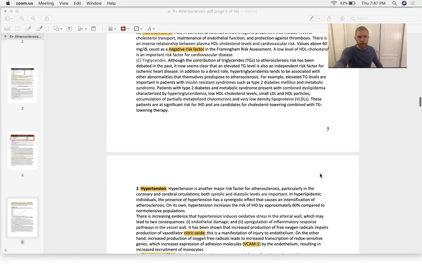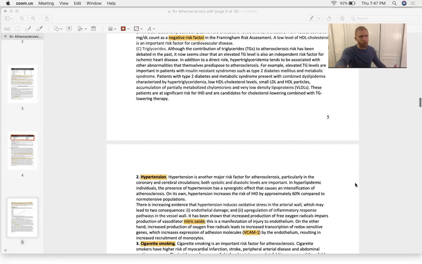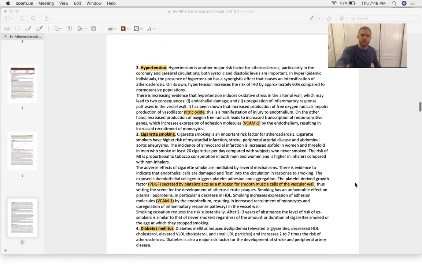Finally, there's a discussion of triglycerides, but it's relatively vague. I don't see a question coming from that paragraph on triglycerides.